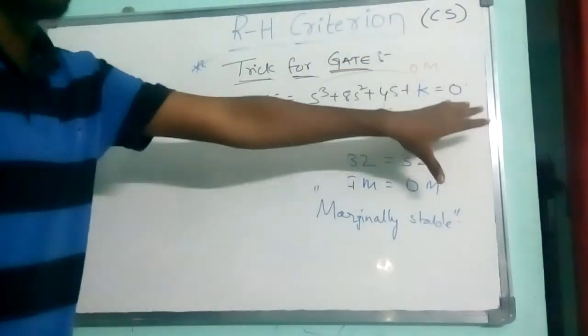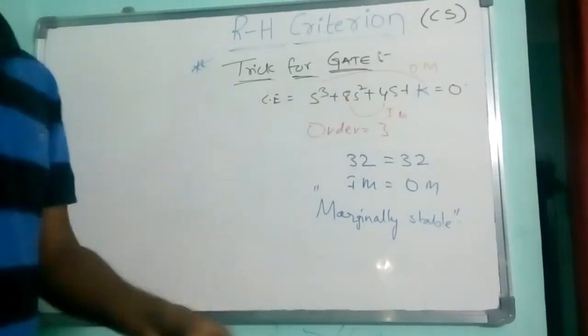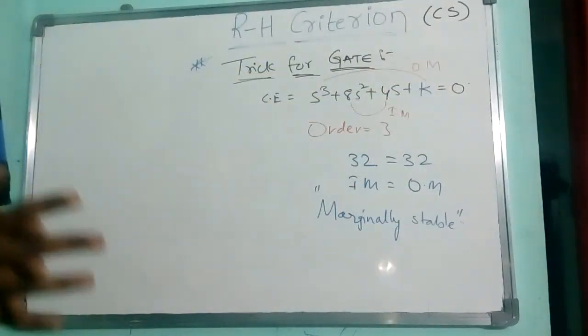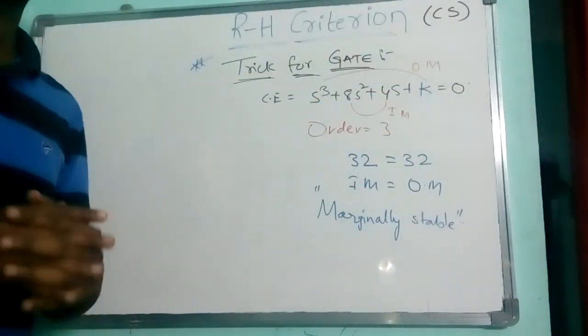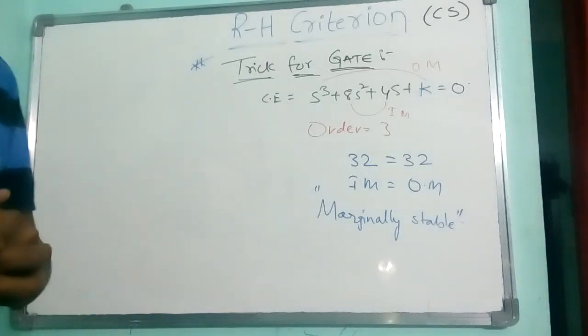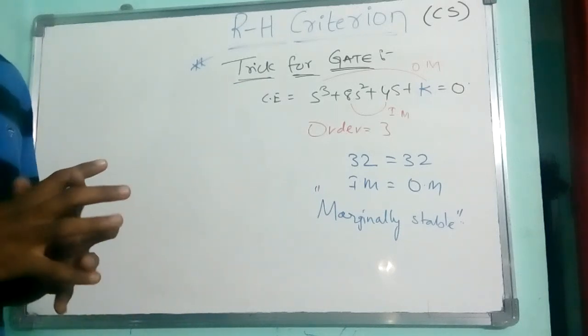And if they give the equation in third order and ask for stability, you can tell within 10 seconds by comparing the inner multiplication and outer multiplication. So that's all for this video: the introduction to Routh's criterion, how to generate the characteristic equation, and some tricks for the GATE exam. In the next video, we'll solve a problem related to Routh's criterion.